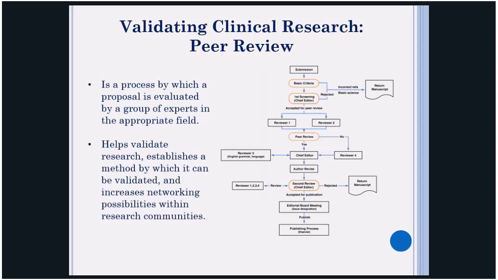Another topic that's important for us to know as we go through this process as patient partners is peer review. Peer review is a process by which a proposal is evaluated by a group of experts in the field. And peer review is meant to help validate research. It establishes a method by which something can be validated and increases networking possibilities within research communities. So, for instance, you have some of your peers in the field. A geneticist would have some other geneticists reviewing their work and making sure that it could be held up to a certain standard. So having research validated is very important.